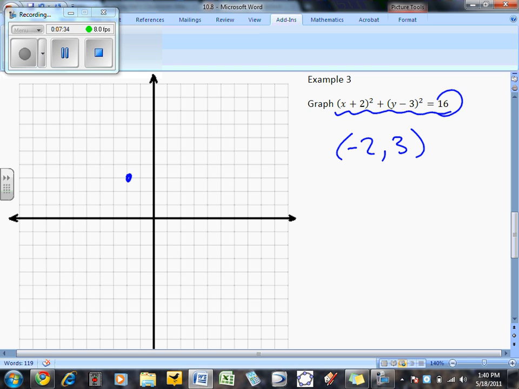Remember, our formula says that this is the radius squared, which means our radius is 4. So we just have to go 4 in each direction. We get a rough estimate of the circle. And obviously, nobody can draw a perfect circle, but we can do a pretty good job. So if we just count 4 to the right, to the left, up and down, we can get a good enough sketch. 1, 2, 3, 4. So there's one point on the circle. 1, 2, 3, 4. There's another. Just counting 4 each way, we can get a rough sketch there. Okay? So that's how you graph a circle.